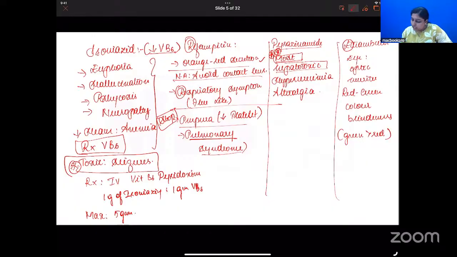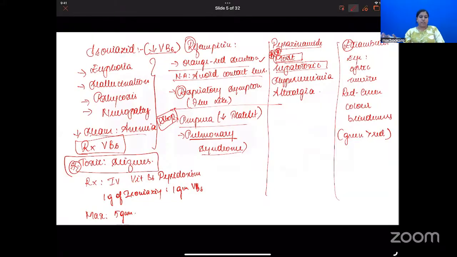So is that very clear about the side effects of anti-tubercular drugs? First is isoniazid. Its primary side effect is reducing the vitamin B6 level. This reduction in vitamin B6 causes euphoria, hallucination, psychosis, and neuropathy. Along with that, it also reduces the heme level, which causes anemia. And what is the management? Obviously, vitamin B6. When isoniazid reaches a toxic level, it causes seizures. At that time, we administer IV pyridoxine, that is vitamin B6. The maximum amount I have to administer is only 5 grams.